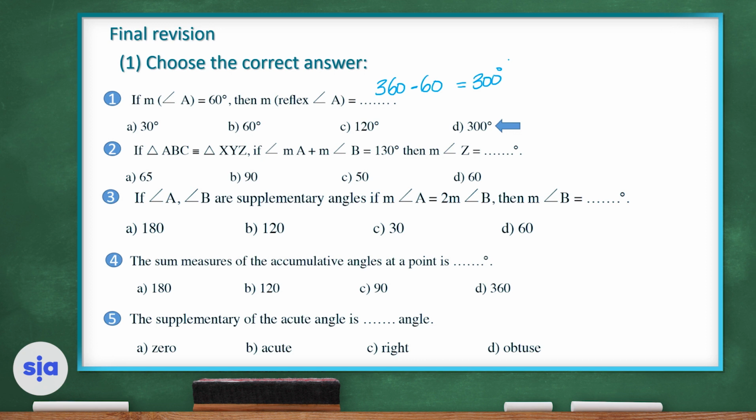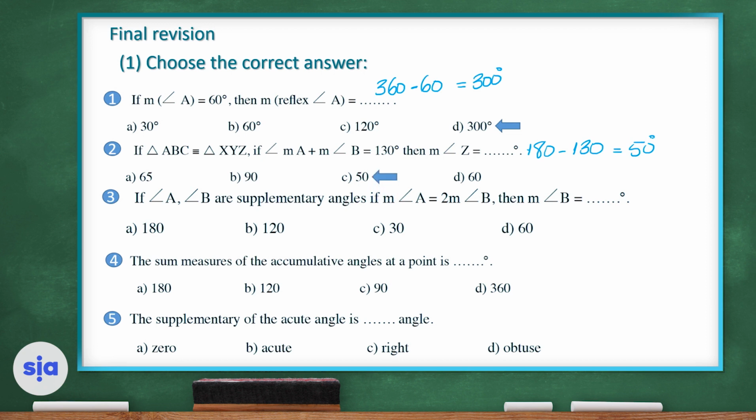Question 2: if triangle ABC is congruent to triangle XYZ, and the measure of angle A plus the measure of angle B is 130 degrees, then the measure of angle Z is what? The measure of angle Z is 180 take away 130, so the measure of angle Z is 50 degrees. So the choice here is choice C.